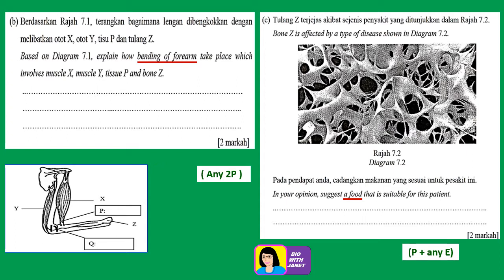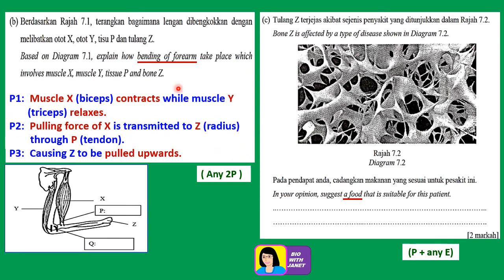Next question, B. Based on diagram 7.1, explain how bending of forearm takes place, which involves muscle X, Y, tissue P, and bone Z, right? So we use these letters when we explain about the bending of forearm. So underline this part. It's the bending of forearm, not the straightening of the forearm.